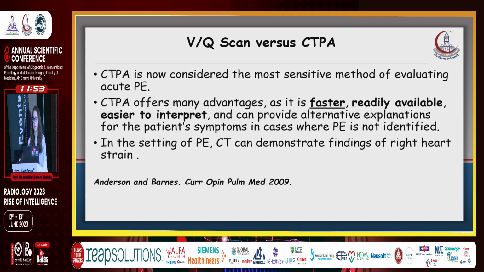So which is better, the VQ scan or the CT pulmonary angio? The CT pulmonary angio is now considered the most sensitive method of evaluating acute pulmonary embolism. It is faster, readily available, easier to interpret, and can sometimes provide an alternative explanation for the patient's symptoms in case where pulmonary embolism is not identified.